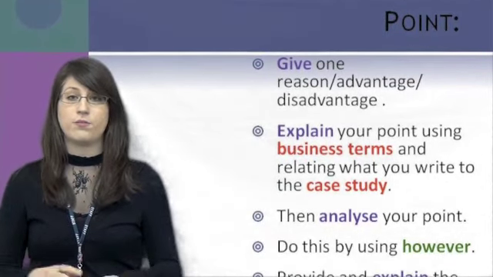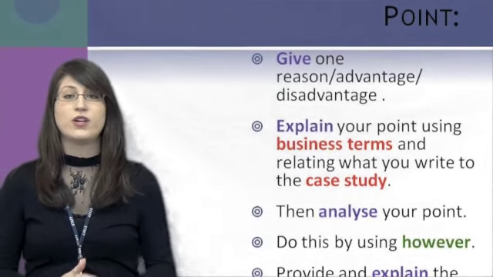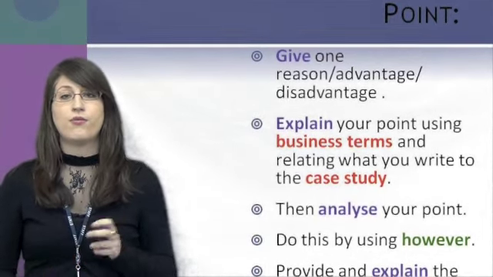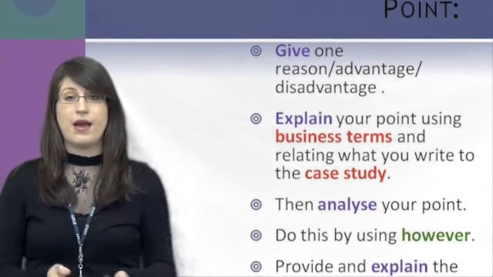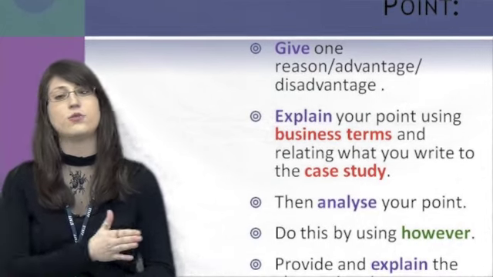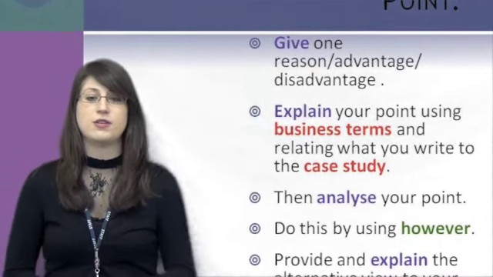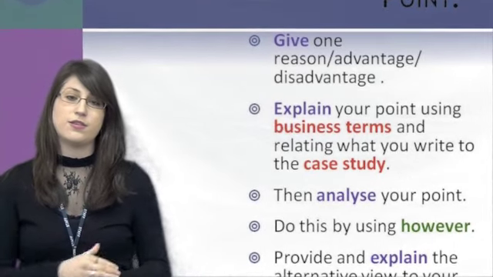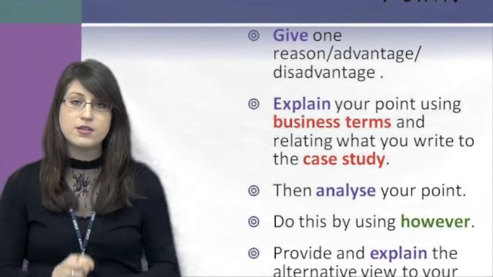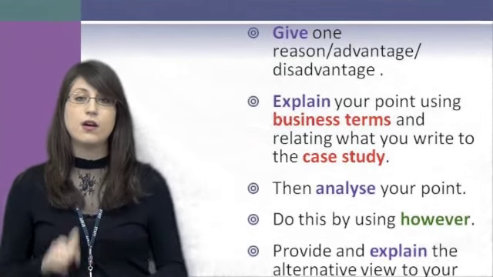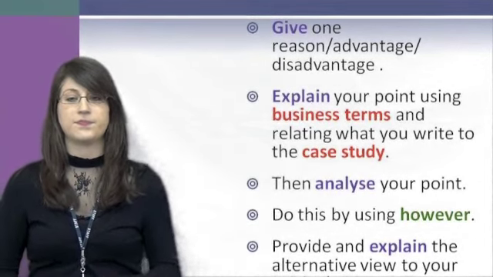So if you're going to make one good point, like you should be using the advanced structure, you need to give one reason for or against, or an advantage or disadvantage for whatever the question is about. So remember, this all depends on what the question is. You're then going to explain your point using business terms and relating your answer back to the case study. Remember, you're explaining in lots of detail. The examiner is going to be looking for lots of business terms and a connection back to the case study.